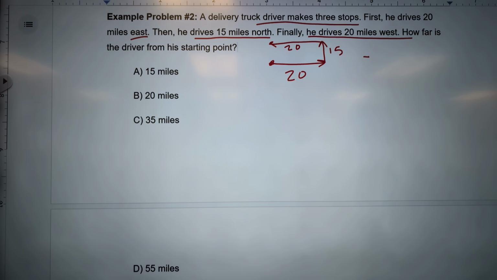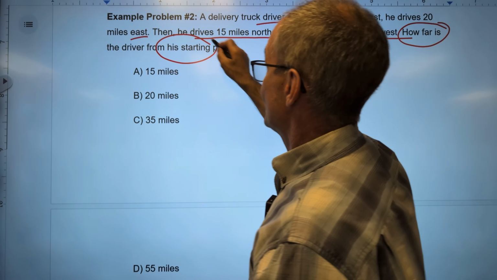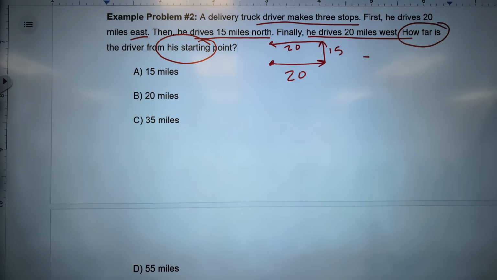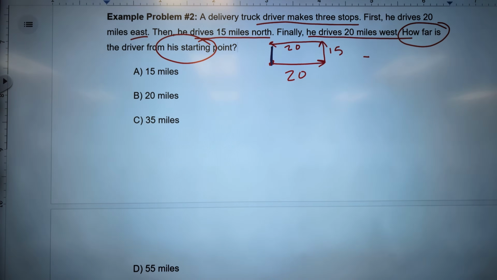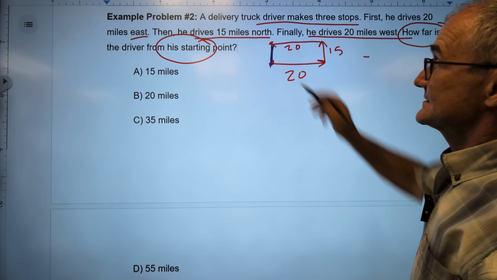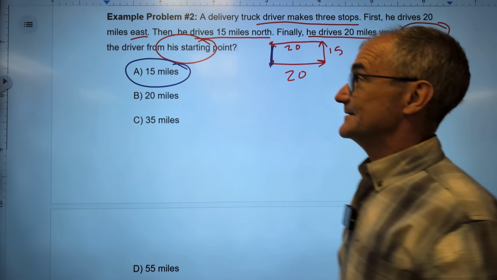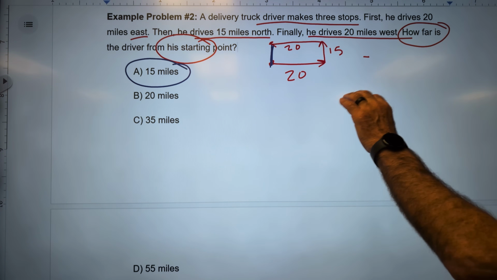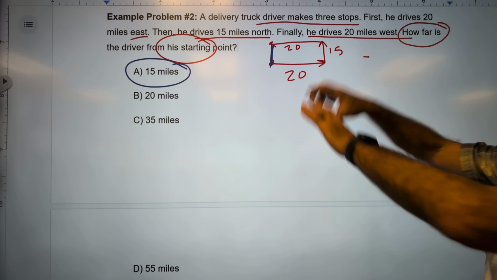How far is the driver from the starting point? So I don't want to know how far he traveled. I want to know how far he is from this starting point right here. Well, I don't even need to set up an equation. I could just go straight from my picture. This is the distance to the starting point. Correct answer, answer A.